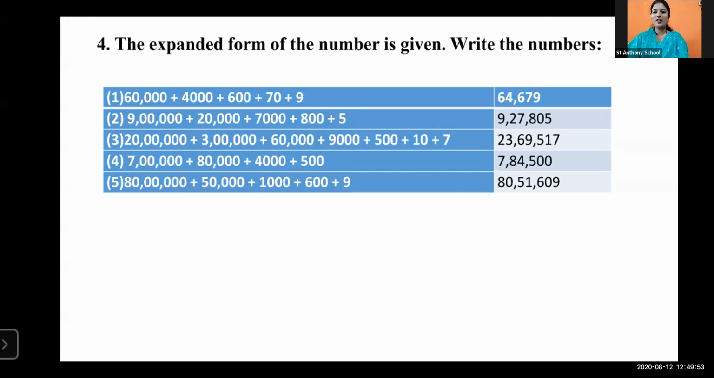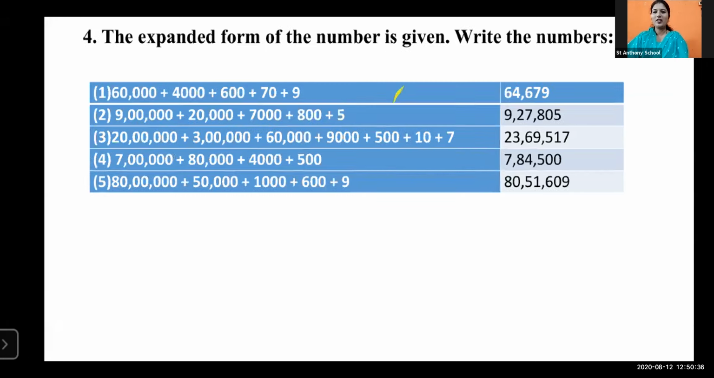Then 4,000. 4 is on the 1,000 place, so we'll write 4 on the 1,000 place. Then 600, so we'll write 6, because the place after 1,000 is 100. Then 70, so after 6 we are writing 7. And the last digit is 9, so we'll write 9 only, because that is the unit place. So our answer is 64,679. Correct?